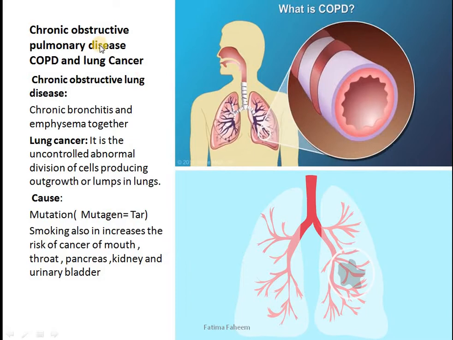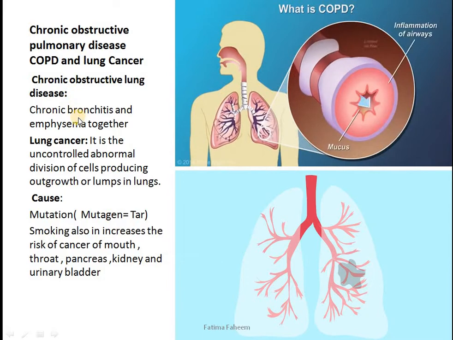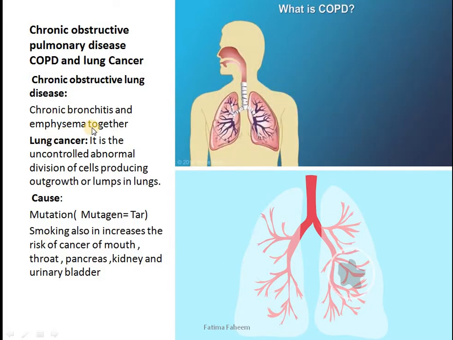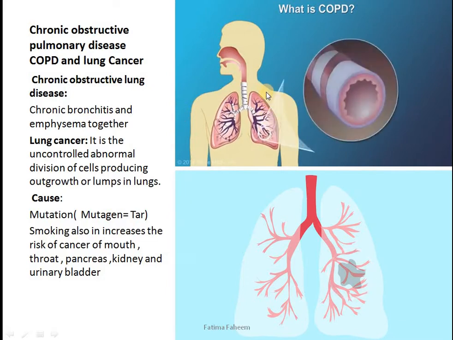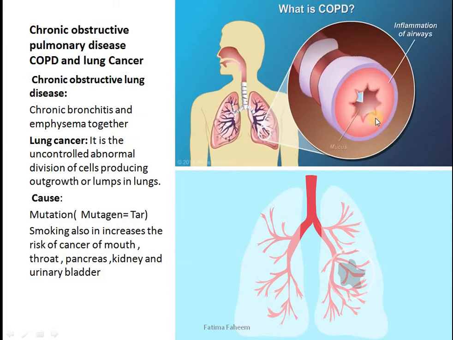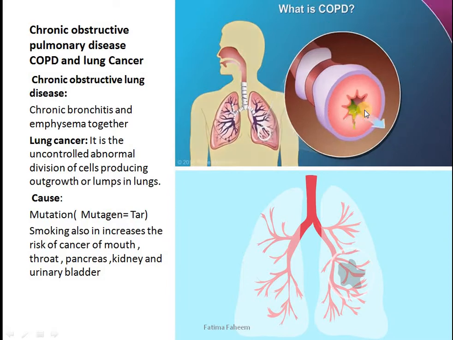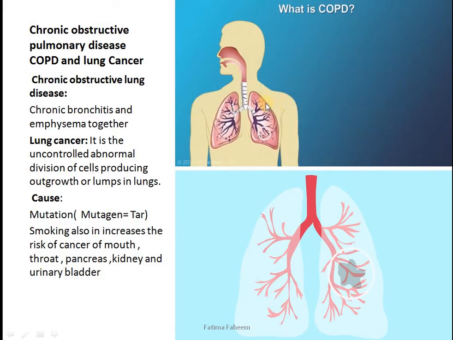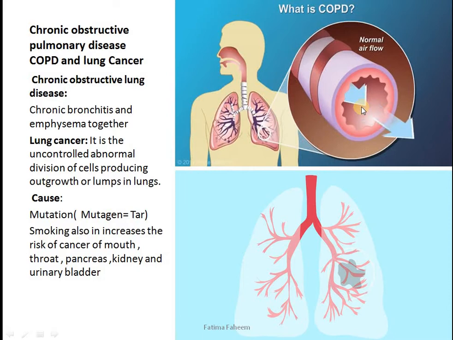Chronic obstructive pulmonary disease, also referred to as COPD. This is the disease when the person has both chronic bronchitis and emphysema together. What happens here is that the normal airflow is being reduced because of the inflammation of the bronchial wall and because of the excessive mucus being produced. Both of these cause the person to have less oxygen in the bloodstream.